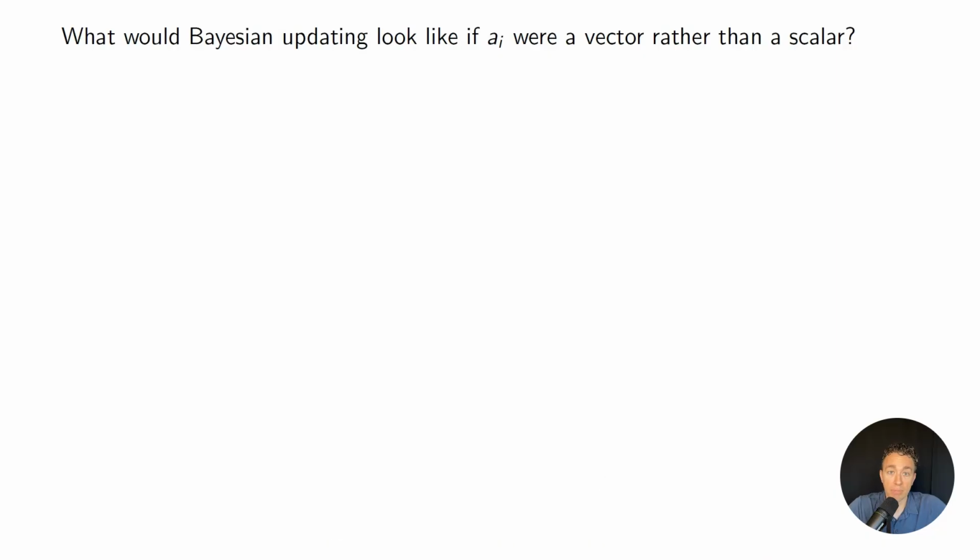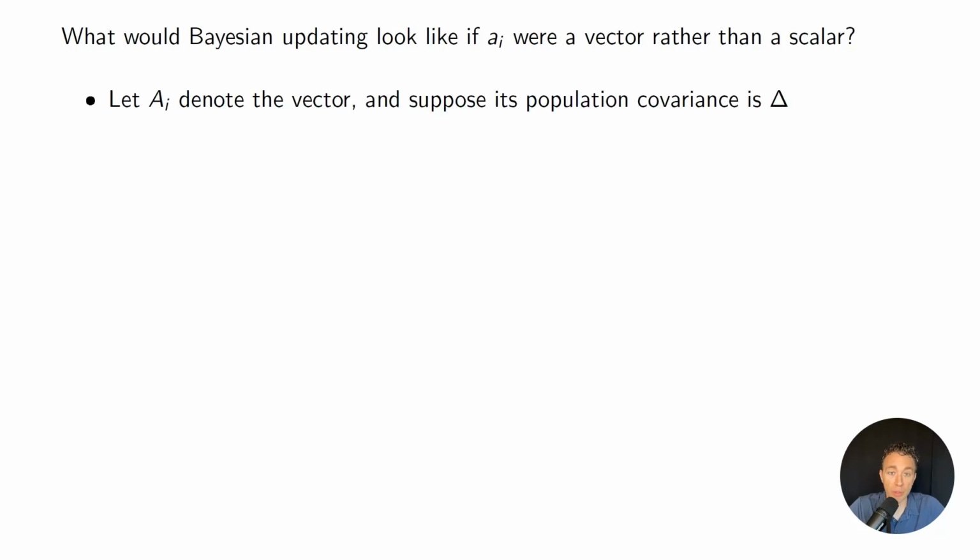So let's look at what Bayesian updating would look like if our a sub i were actually vector valued instead of a scalar. And here we're going to assume that this vector is all continuous. So we're not making a generalization to non-continuous or complicated situations that we talked about in the previous video. We're going back to the simple continuous case, but we're adding more dimensions to the learning problem. We're going to denote the vector as capital A sub i, and instead of having a variance of A, there's now going to be a covariance matrix, which we're going to call capital Delta.